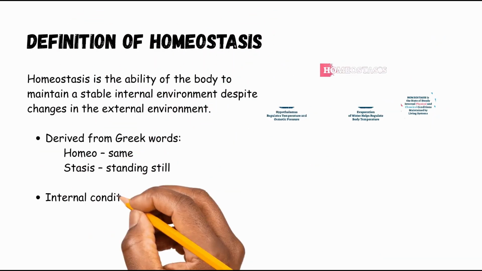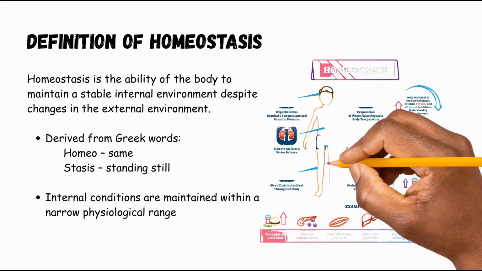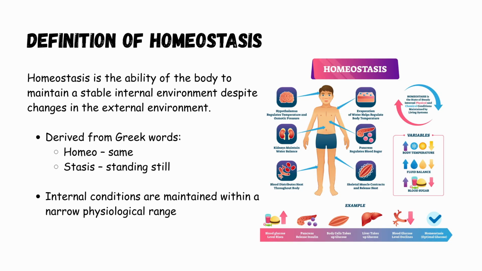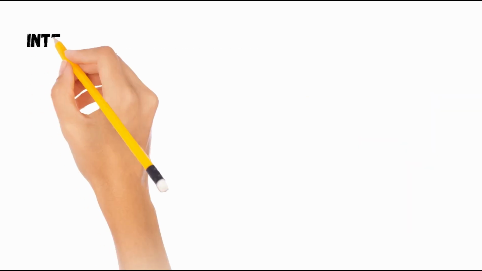Homeostasis refers to the body's ability to maintain a stable internal environment even when the external environment changes. The word comes from Greek, homeo meaning same, and stasis meaning standing still. However, this does not mean the internal environment is absolutely constant. Instead, values like temperature, glucose, and pH fluctuate within a normal physiological range. This dynamic balance is essential for survival.